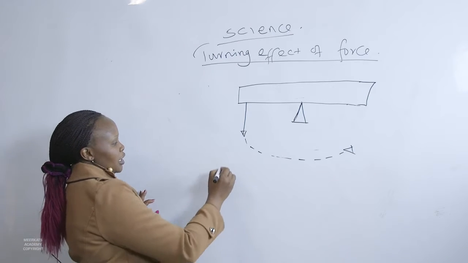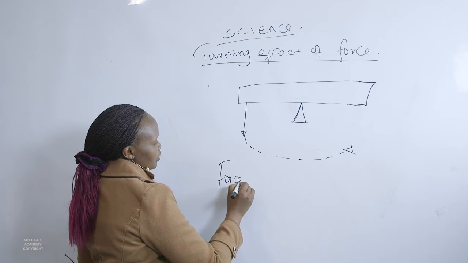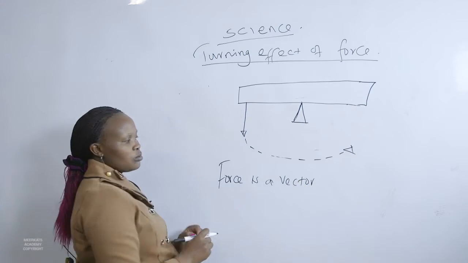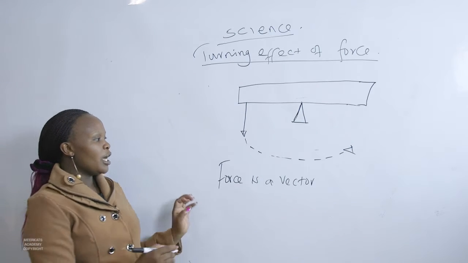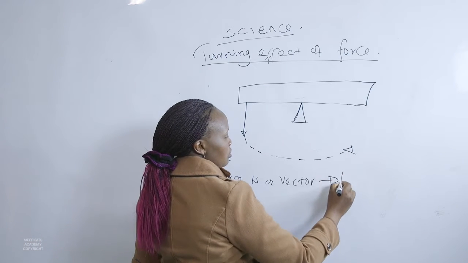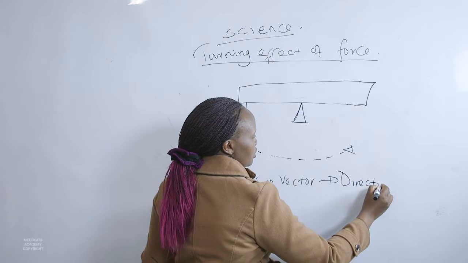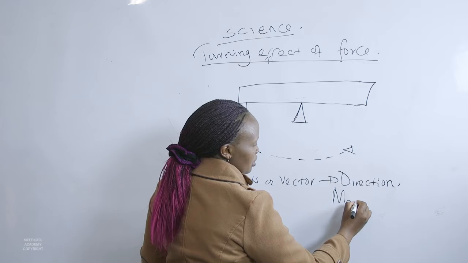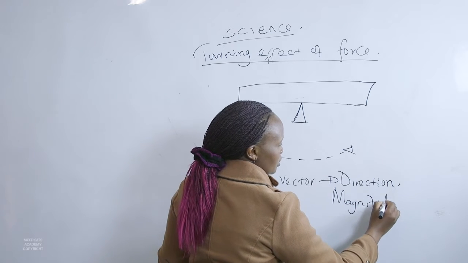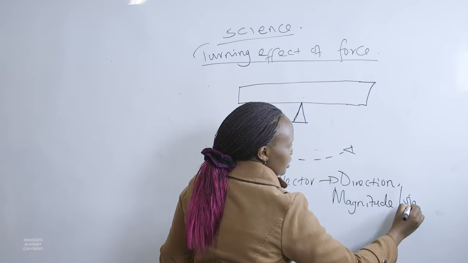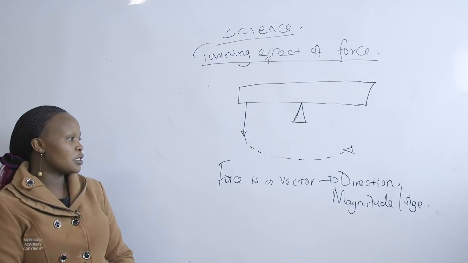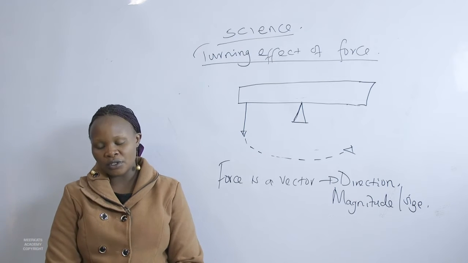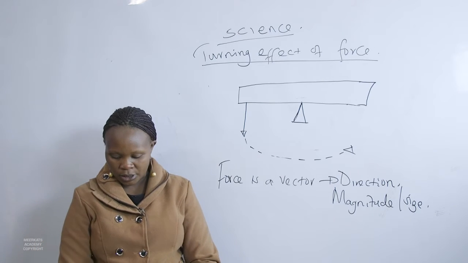And bearing in mind that force in itself is a vector, force is a vector quantity. It means we have to take care of the direction as well as the magnitude. Magnitude, in other words, is the size of the force, and then the direction of action of the force is equally important.